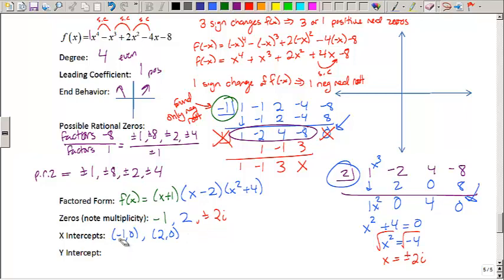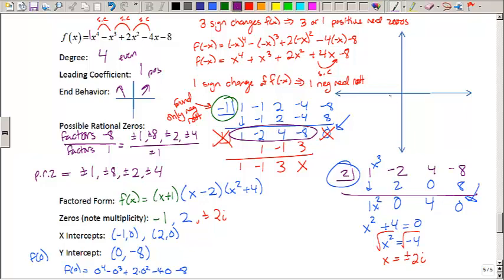My y-intercept is going to be 0, comma something, and we find that by finding f of 0. I like going back to my original function and plugging in 0. 0 to the 4th minus 0 cubed plus 2 times 0 squared minus 4 times 0 minus 8. 0 minus 0 minus 0 minus 0 minus 8 is negative 8. Now I have all the information that was asked for, and now I can graph.